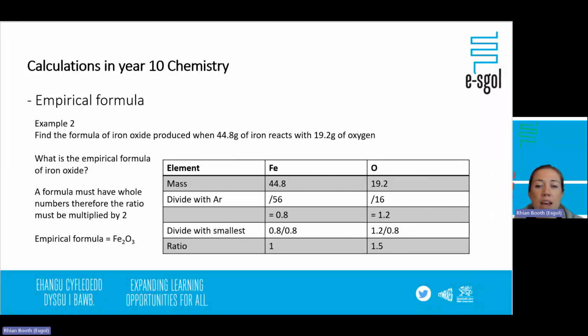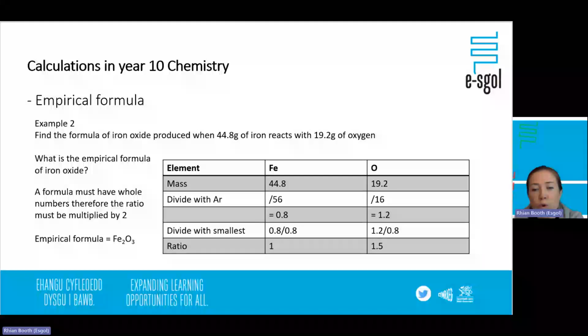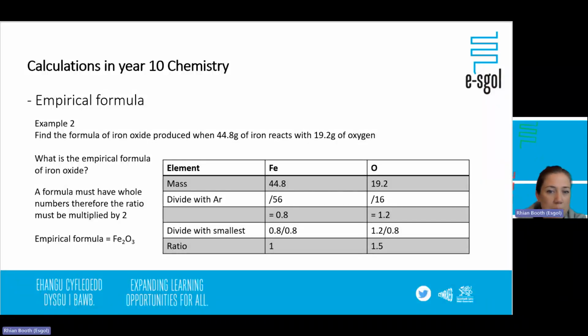Now, the next step is to divide by the smallest number. Now we have 0.8 and 1.2. The smallest of those is obviously 0.8. So on the side with iron, we do 0.8 divided by 0.8, which gives you 1. And for oxygen, you do 1.2 divided by 0.8, which gives you 1.5. Now, we're almost there. The ratio is 1 to 1.5, but the problem here is a formula must have whole numbers. So we can't have, for example, FeO 1.5. That isn't correct, okay? We can't do that.